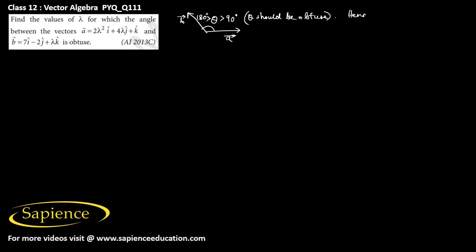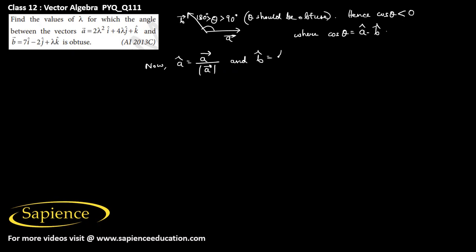Since theta is an obtuse angle, cos theta should be less than 0. It should have a negative value. Now, where the angle between vector a and vector b is theta, cos theta equals a cap dot b cap. Here a cap equals a vector by the magnitude of a vector, and b cap equals b vector by the magnitude of b vector.